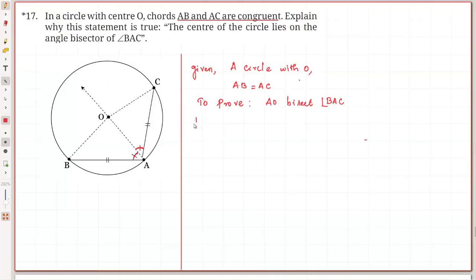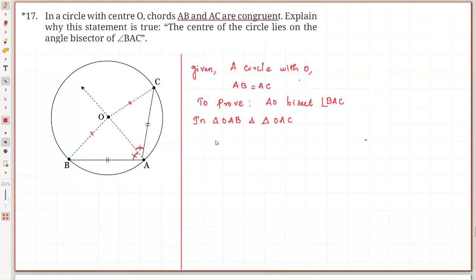For proving this, I'm just taking two triangles, triangle OAB and triangle OAC, and I'm going to prove these two triangles are congruent. How can I prove it? We know that OB is equal to OC, both are radii and equal, and OA is common for both. Next, AB is equal to AC, already given. Therefore, by using the SSS criteria, I can say these two triangles are congruent.